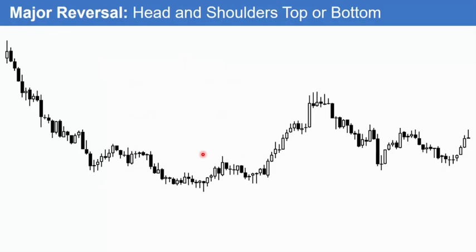Okay, today I'm gonna show you guys the process of how the market tops and how the market bottoms. We're gonna see how a trend reverses. Okay, we are gonna see the major trend reversal setup. And the head and shoulders is one of the major trend reversal setups or patterns.